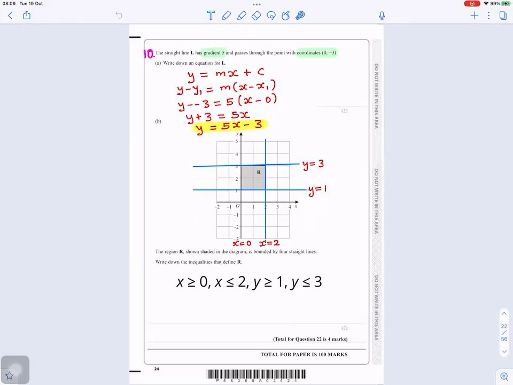Now, where do all those 4 lines meet? They meet in that region. So we have x greater than or equal to 0, x less than or equal to 2, y greater than or equal to 1, and y less than or equal to 3. And that is the part you want in the middle.